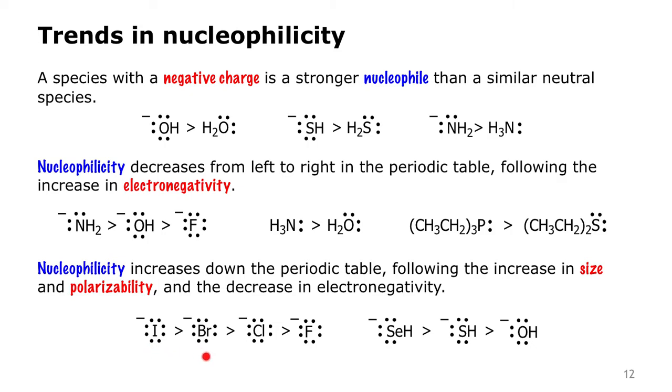And then finally, I alluded to this on the previous slide, you can compare species that lie in the same group on the periodic table. And there we find that it's size and polarizability. Typically, larger species are more polarizable and are better nucleophiles. So within the halogen group or within the oxygen group on the periodic table, we find the same patterns.